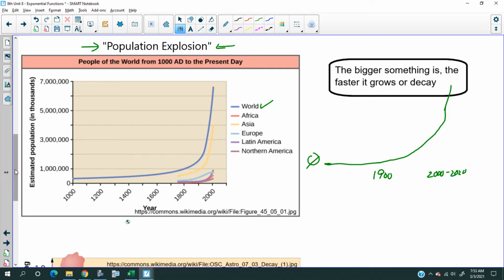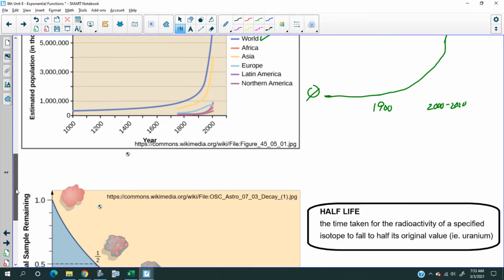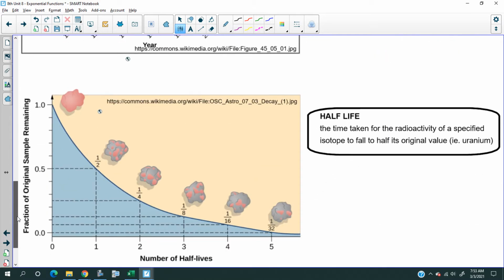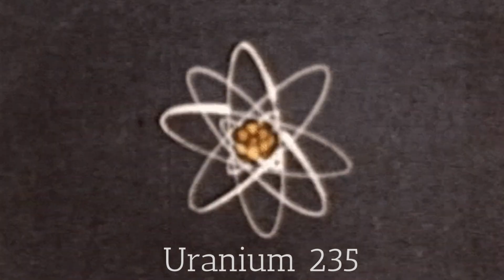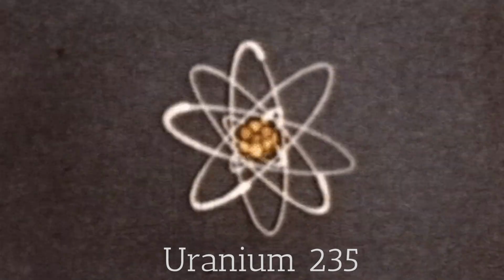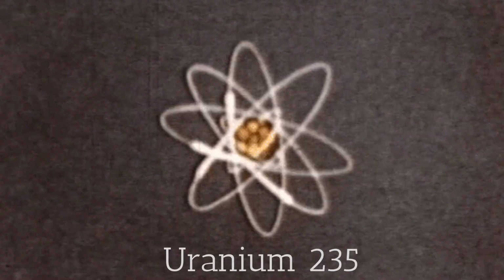Now, exponential growth doesn't always have to increase. It could actually decrease. So if you look at any elements, and I mean that from a chemistry standpoint, for example, uranium.